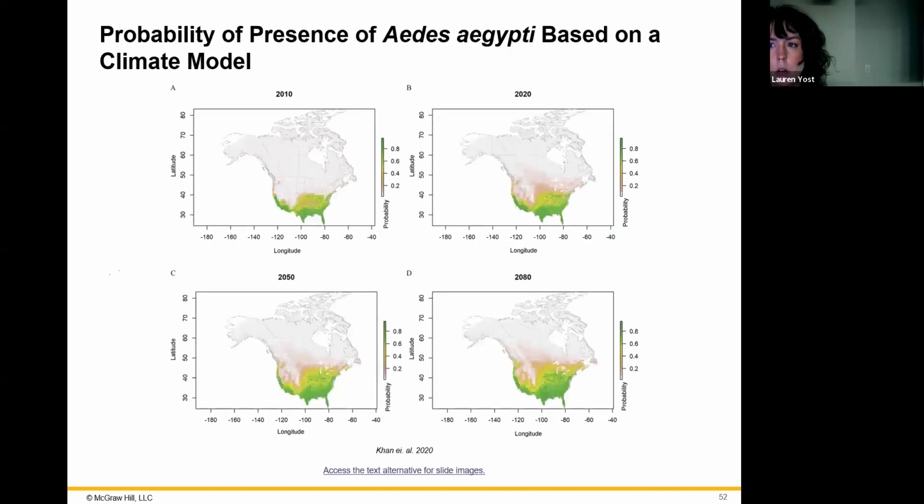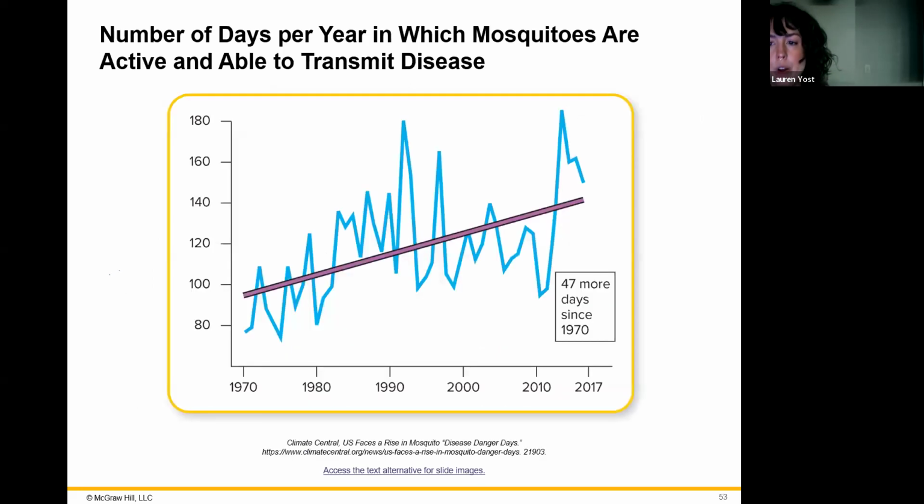Yeah, whatever. We know about the Aedes aegypti. So that is the spread of the mosquitoes there, and the predicted continued spread as the temperature rises. So the number of days per year in which mosquitoes are active and able to transmit.